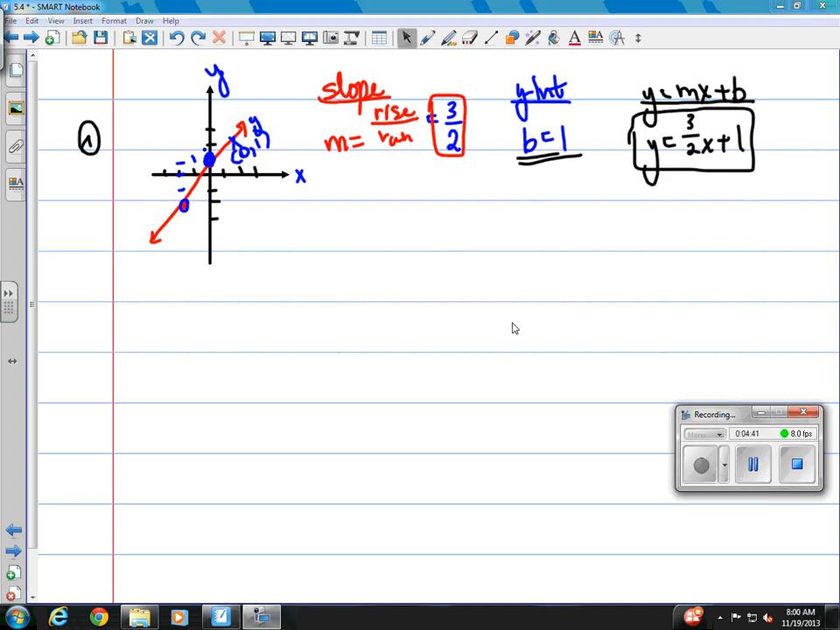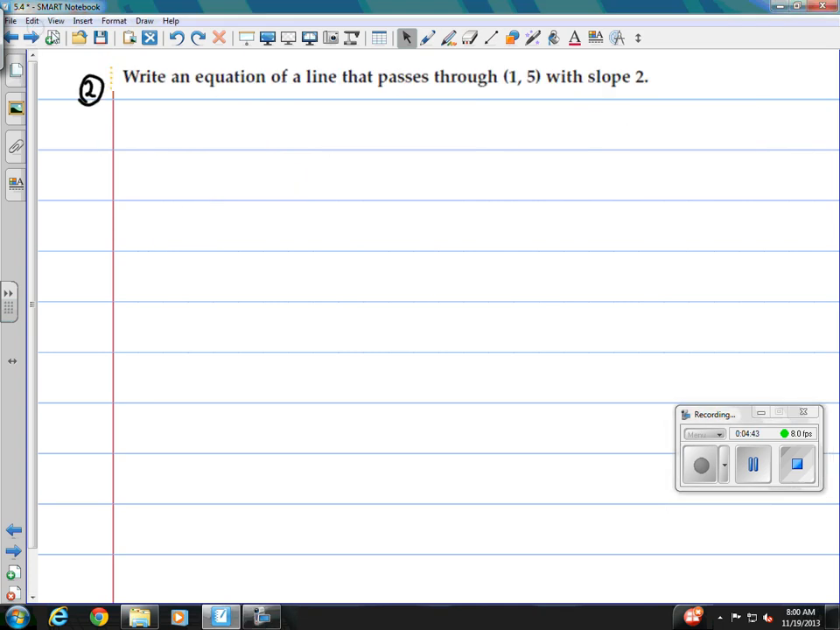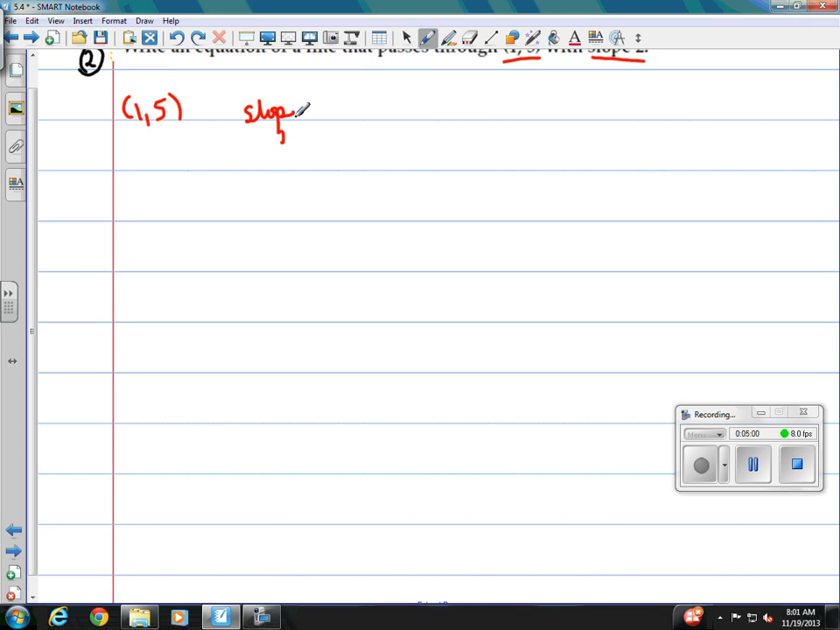Okay, let's look at another example that just gives us information. So example 2. It says to write an equation of a line that passes through (1, 5) with a slope of 2. So (1, 5) with a slope of 2.